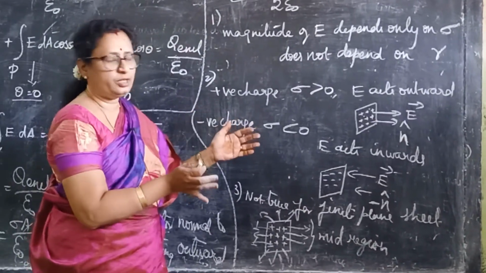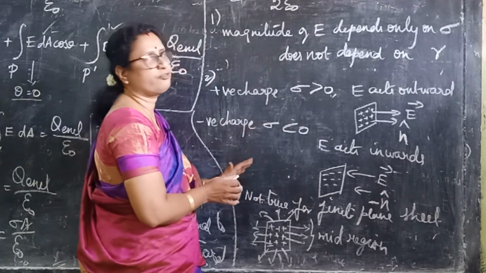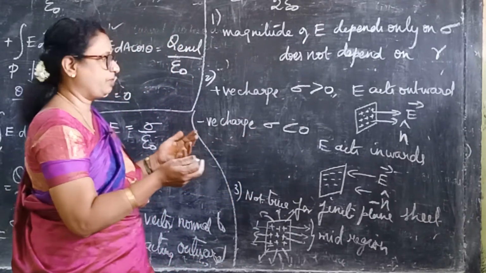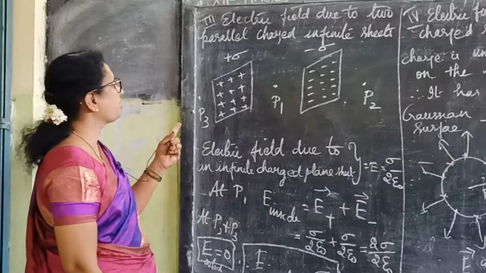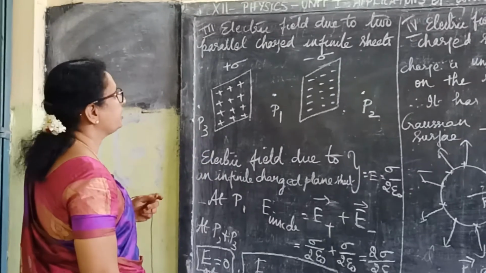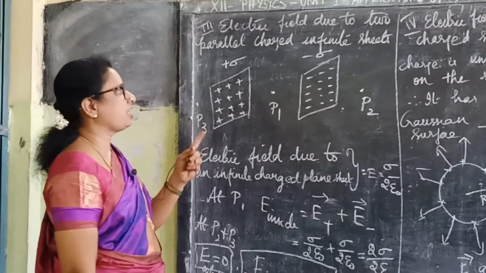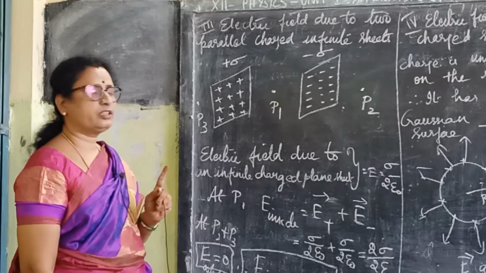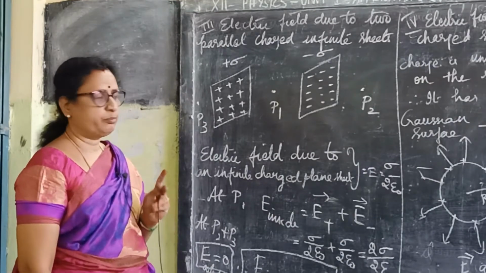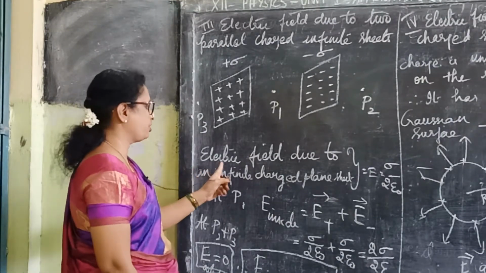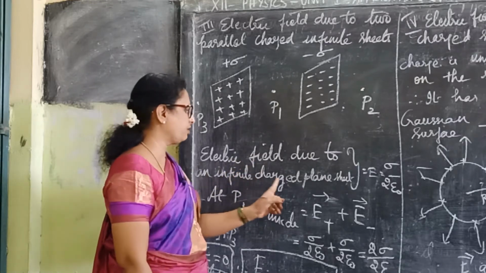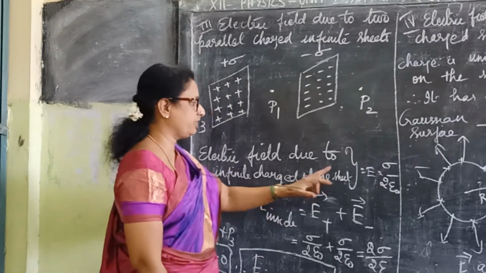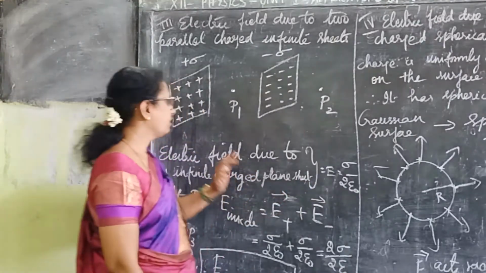It cannot be applied to the ends. So, this is true only for an infinitely charged plane sheet. Children, now we will pass on to the third application, which is the electric field due to two parallel charged infinite sheets. Actually, in this we are not going to derive anything, because we have already derived the expression for the electric field due to an infinitely charged plane sheet, which is E is equal to sigma by 2 epsilon naught.